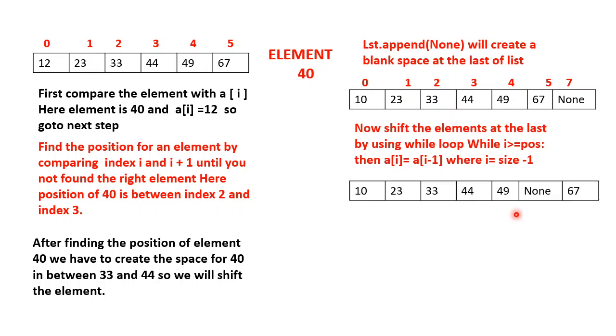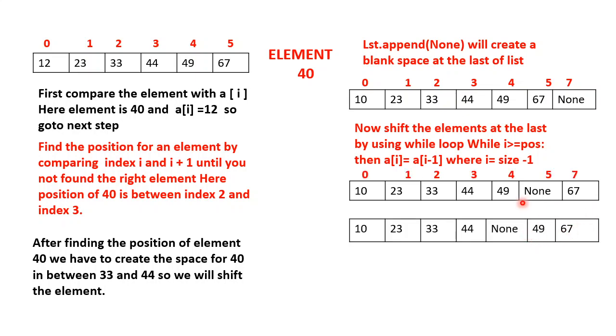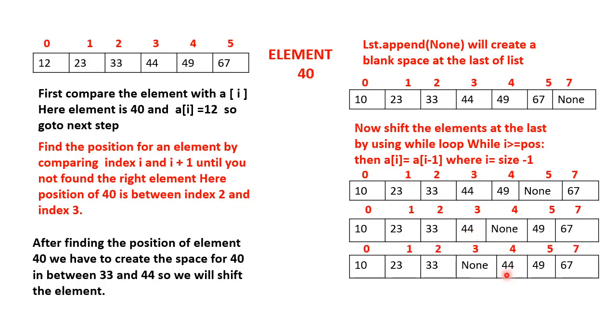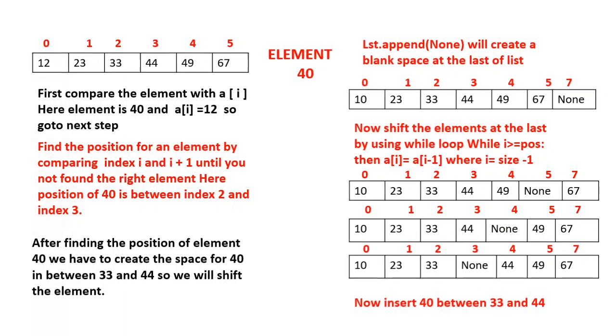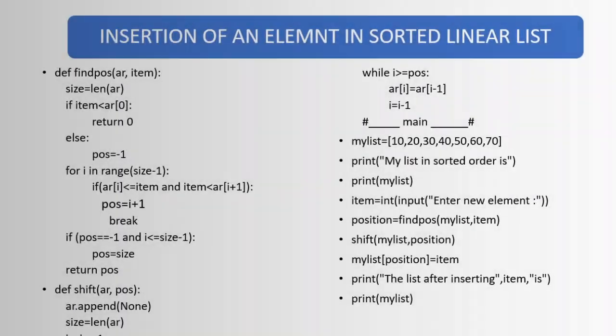Okay, so in the first case you will see that 67 will be shifted. In the second case, what will happen, 49 will be shifted here and none will go at index 4. Then in our next case, 44 will be shifted to index 4 and none will be at index 3. Now index 3 is none, and we know that element 40 will be placed between 33 and 44. So now we will insert 40 at that place. This is how we will perform that operation.